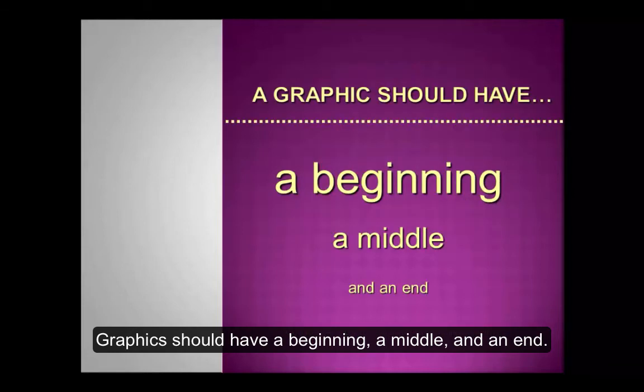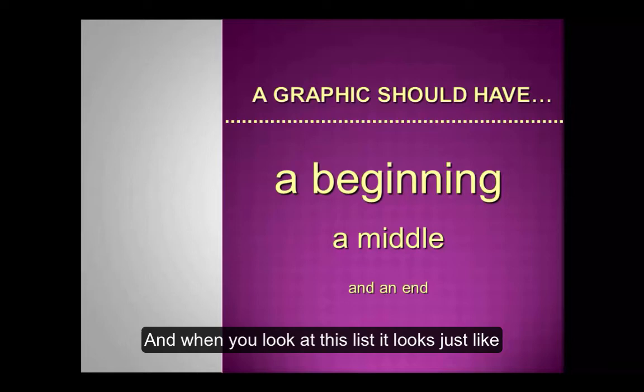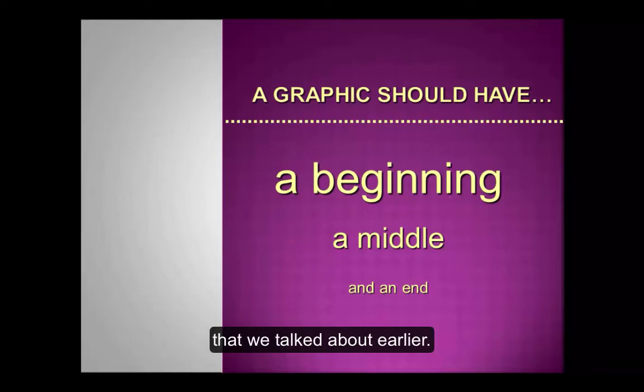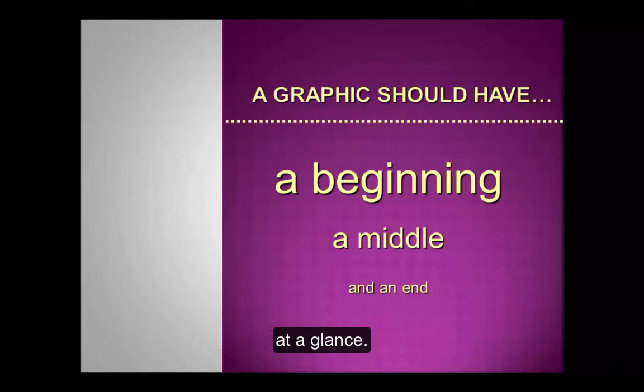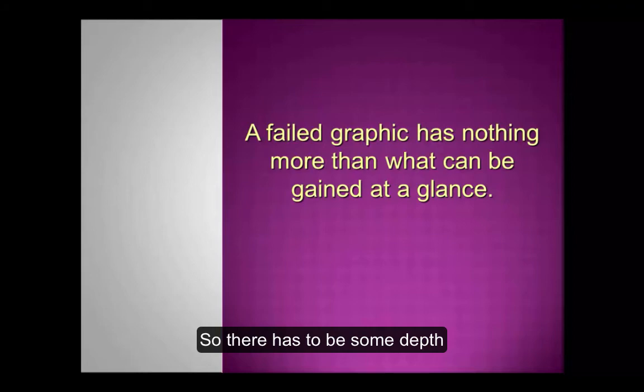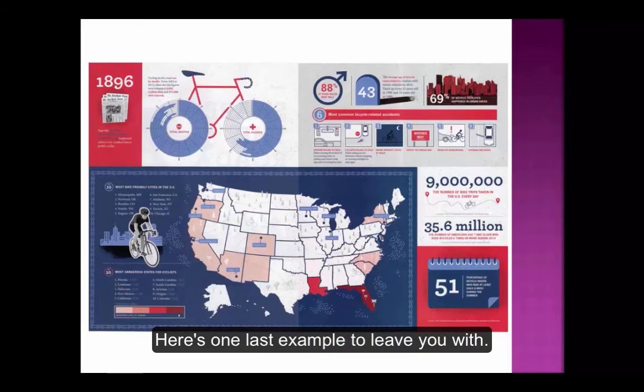Graphics should have a beginning, a middle, and an end. And when you look at this list, it looks just like that inverted triangle or the inverted pyramid that we talked about earlier. A failed graphic has nothing more than what can be gained at a glance. Okay, so there has to be some depth and there has to be more to it. Here's one last example to leave you with.